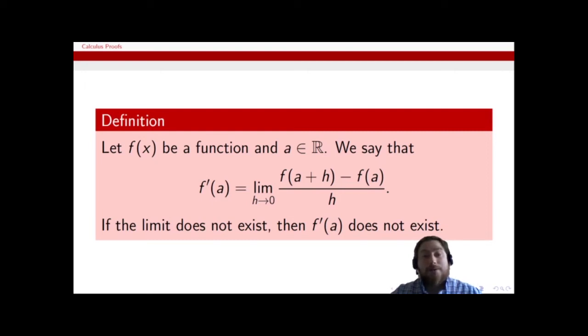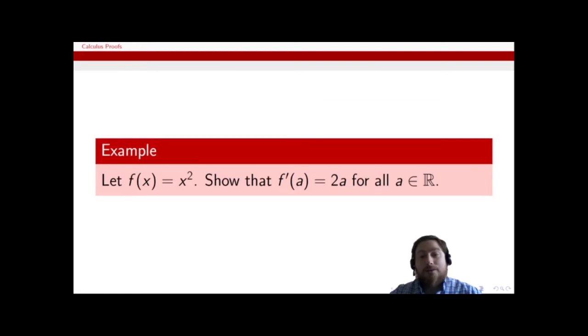And so if this limit didn't exist, then we say the derivative at the point doesn't exist. And so if we wanted to find a derivative function, we'd find the derivative at all points. So what we'll do is go through an example of using the formal epsilon delta definition of a limit to find the derivative of a given function. Our derivative example is: let f of x equal x squared. We want to show that the derivative at a, for any real number a, is just 2a.